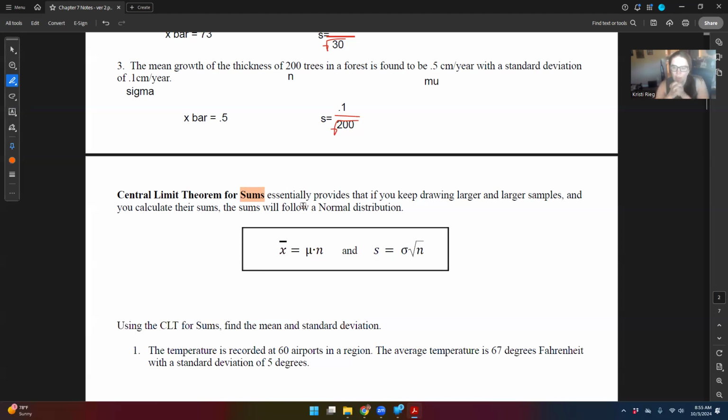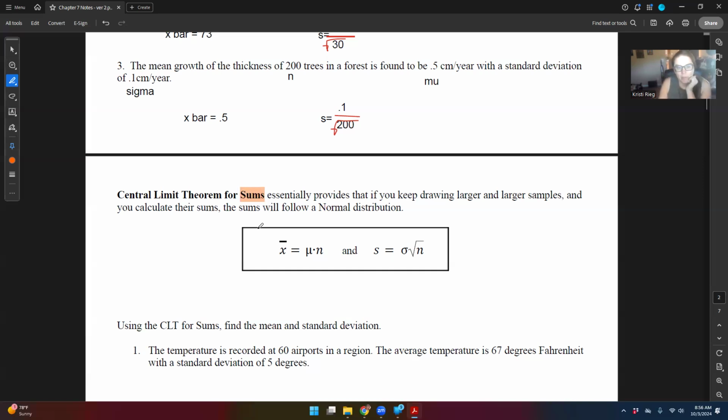Sums says we keep getting larger and larger samples, figure out what the sum is, and then follow the normal distribution. So instead of finding the average of a sample, say we're talking about test scores. Well, we're going to take this group, add up all their test scores. We're going to take a bigger group, add up all their test scores. Take a bigger group, add up all those test scores. And we're going to put it all together, and it's going to follow this normal distribution.